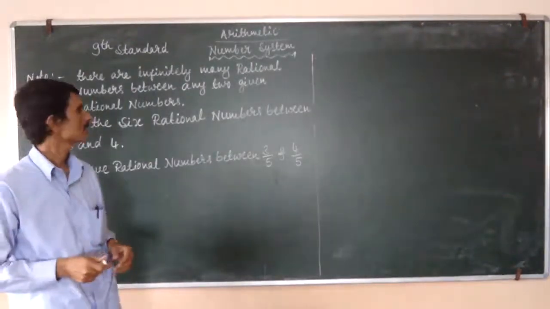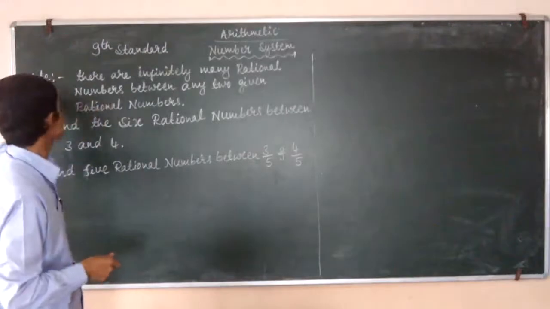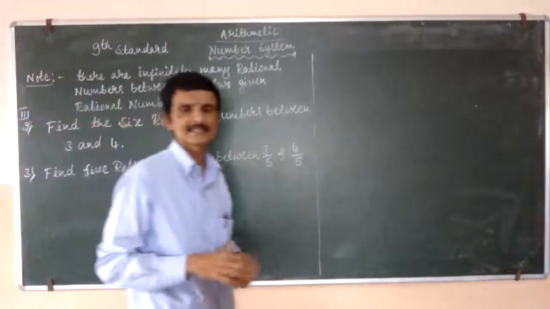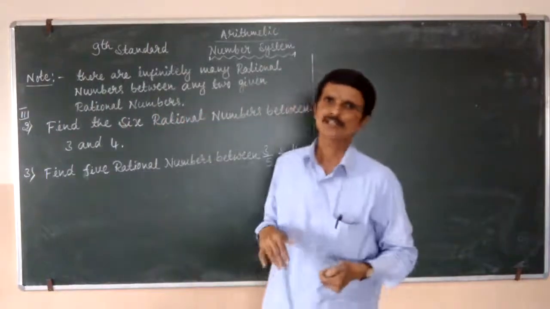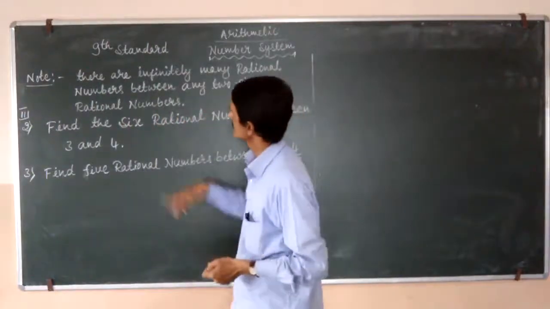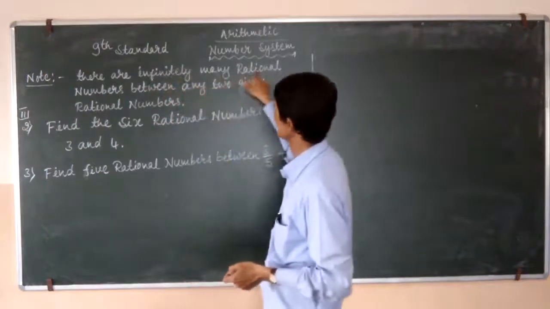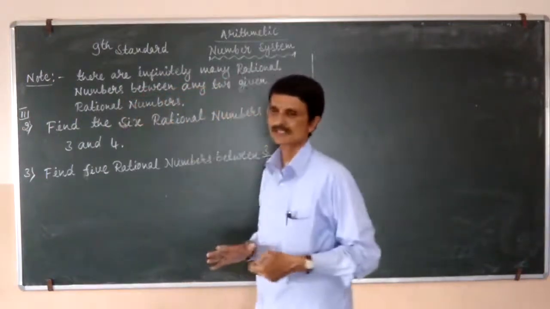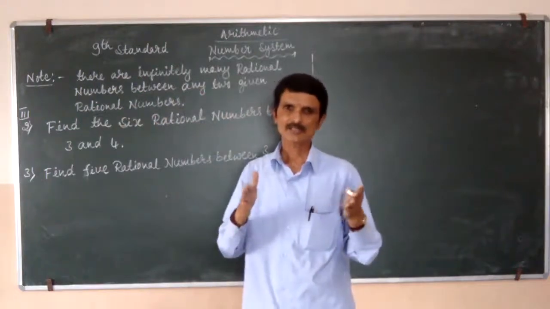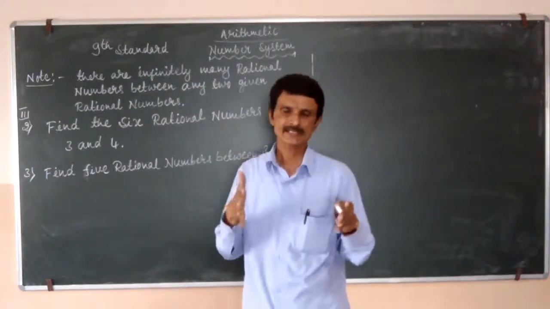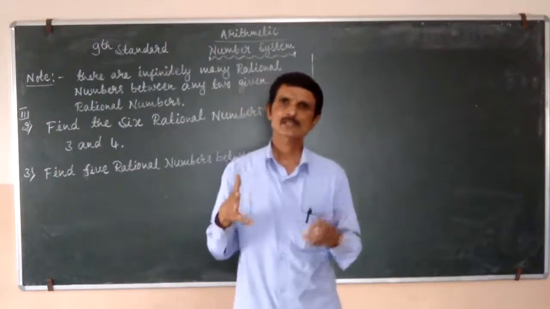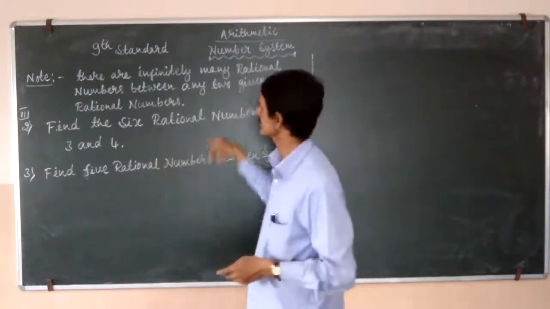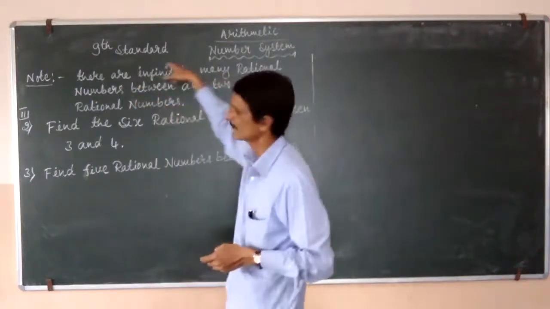Now, students, observe this statement. It is an important note while writing rational numbers, a property of rational numbers: there are infinitely many rational numbers between any two given rational numbers. That means infinitely many rational numbers are present in between the two rational numbers. This point we have to remember.